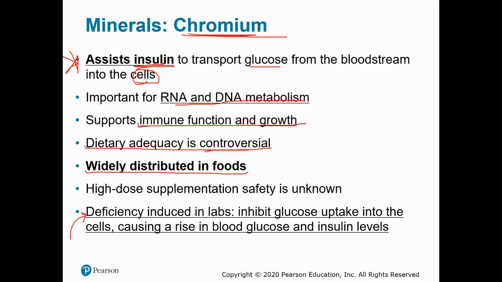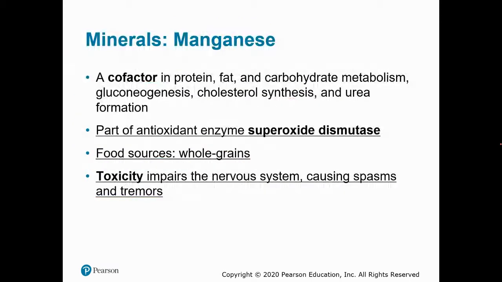What we know about chromium deficiency so far is based on lab animals, mice and rats who've been forced into chromium deficiency. And what we find is that glucose uptake from the blood is impaired and in some cases even inhibited. So this can lead to high blood glucose levels, which would then result in excessively high insulin levels. Again, most likely toxicity comes with high supplementation of chromium. So beware of that.